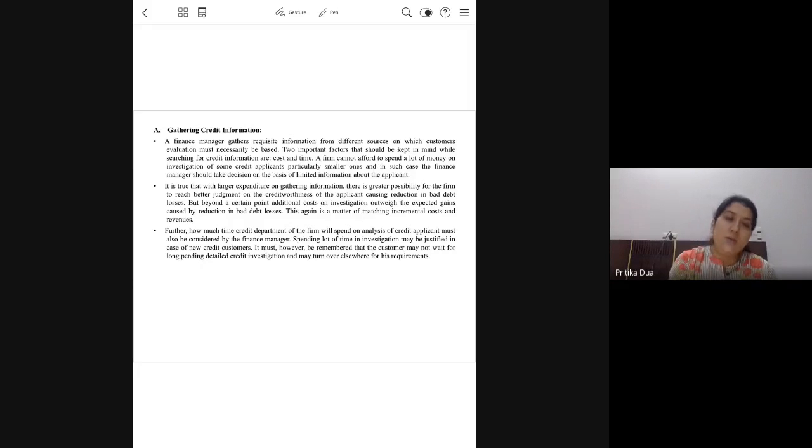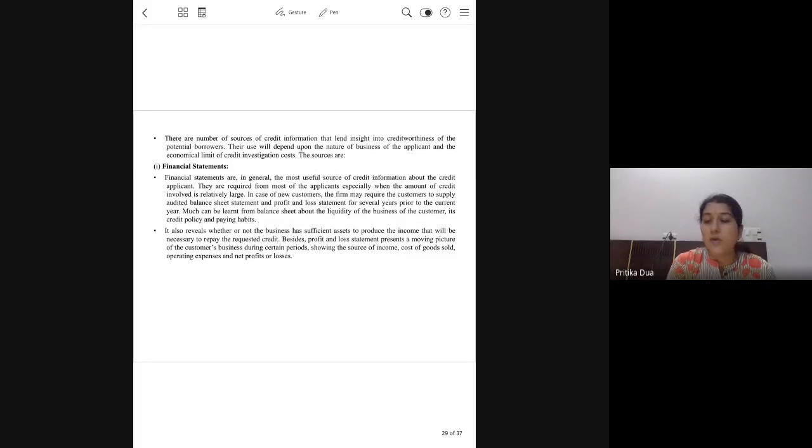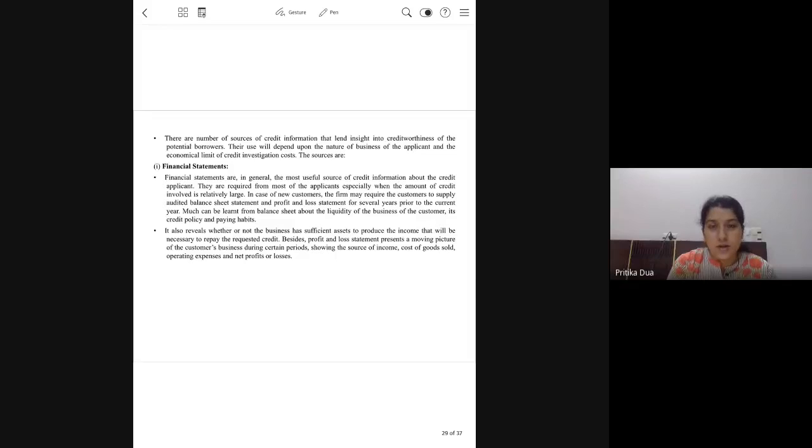So for that you look at the financial statements of your customer. Now here by customer I mean say the firm or the company which has approached you for a credit purchase. So you look at the financial statements of that corporate or partnership firm. If it is an individual sole proprietorship, then you will check their financial statement also.